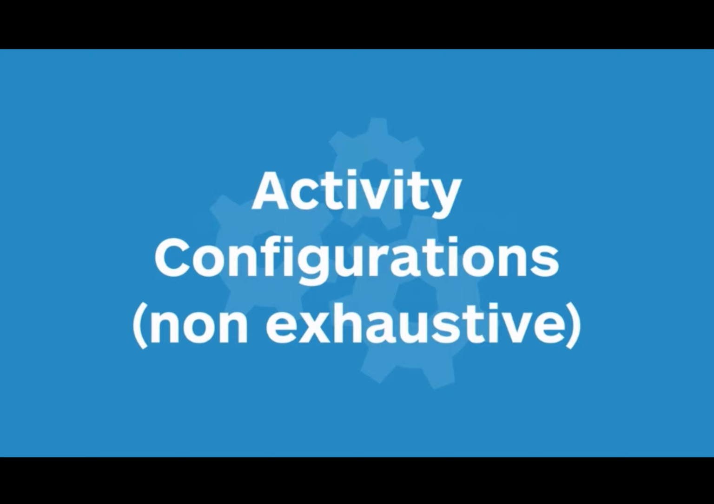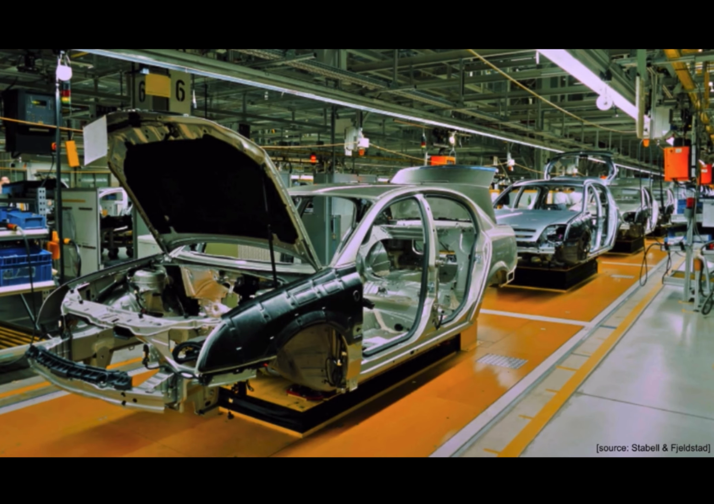Let's look at 3 activity configurations. And this is a non-exhaustive list. We'll start with production, value chains. This is typical for manufacturing, like car manufacturing.